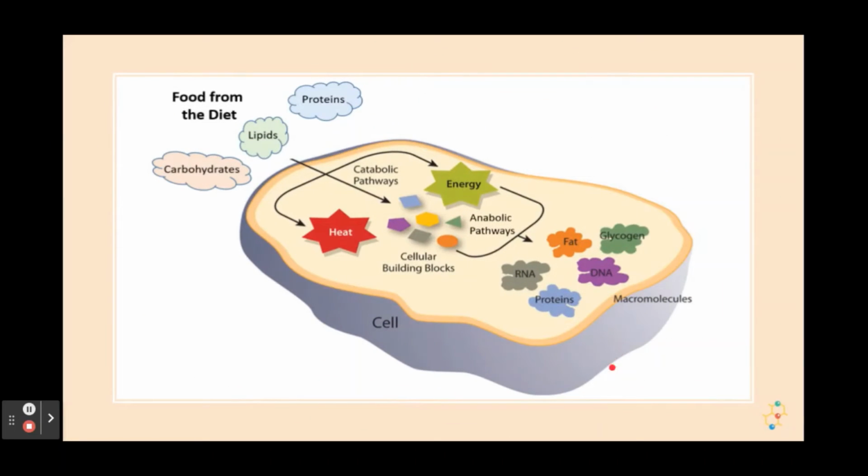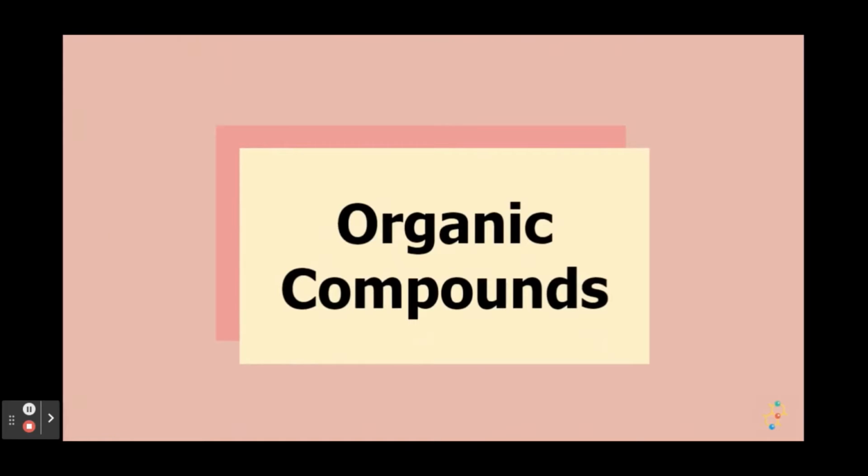All right, so here's just a picture showing that. This is a cell and the chemistry within it. We have our macromolecules, proteins, lipids, carbohydrates, and then our nucleic acids, DNA, RNA. And then this is showing the catalyst using the energy that the cell receives and making energy for our bodies. All right, so now going on to organic compounds.